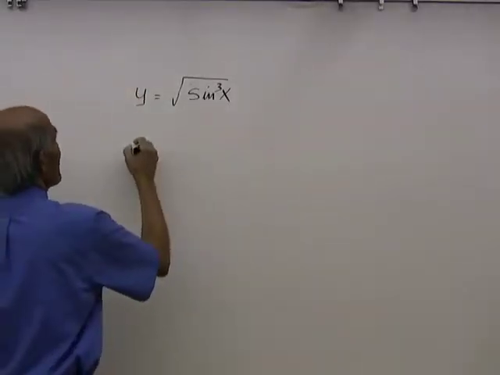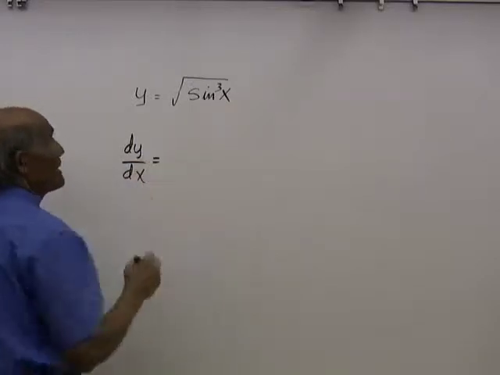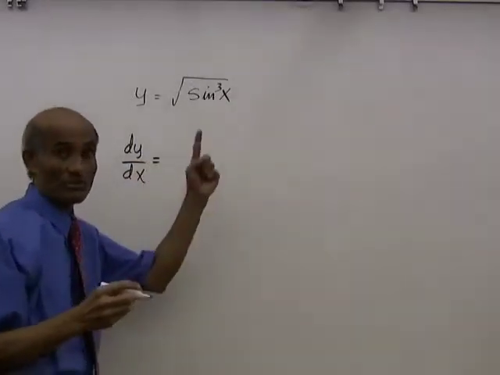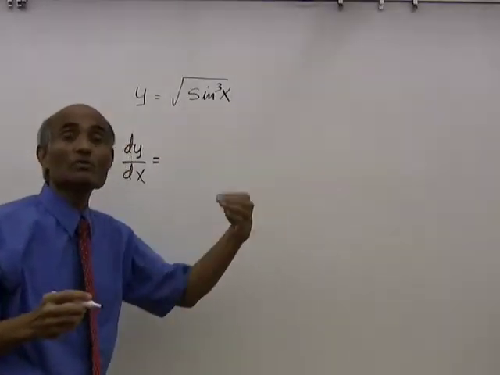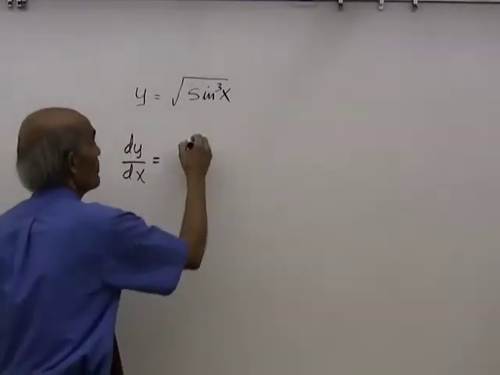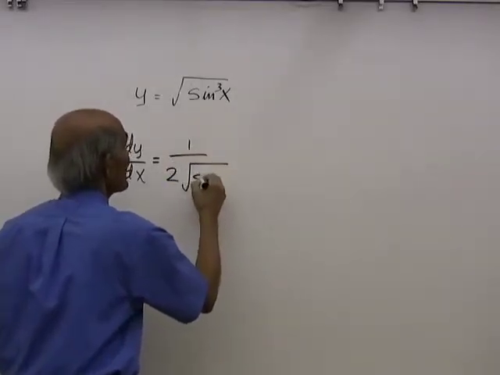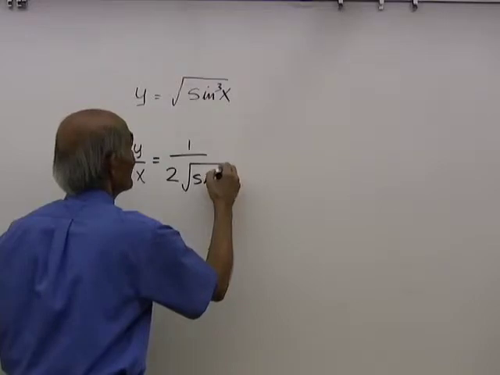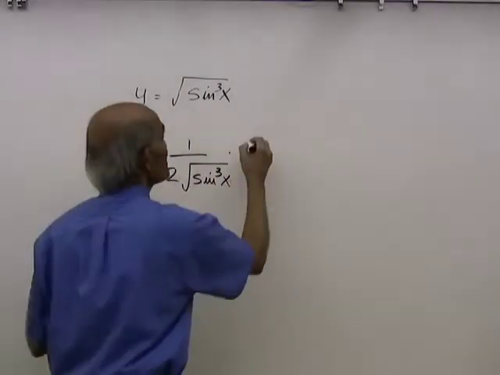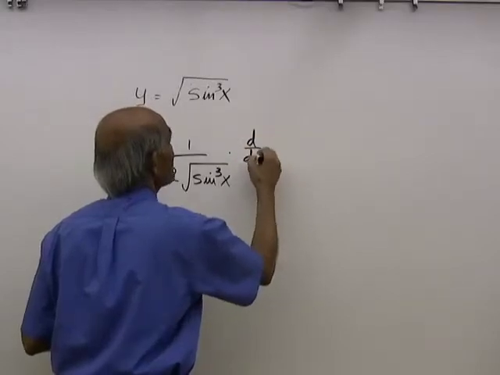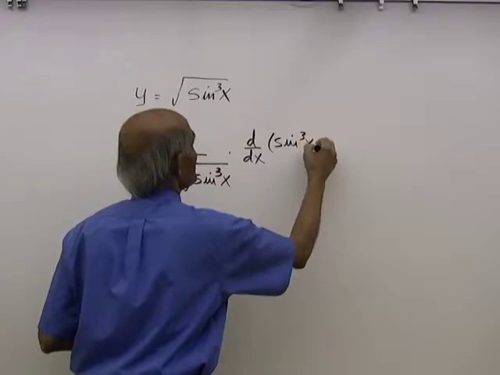Alright, how do we find dy by dx here? Dy by dx equal to, remember, the derivative of any square root quantity is 1 over 2 square root of that quantity multiplied by derivative of that quantity, d by dx of sine cube x.